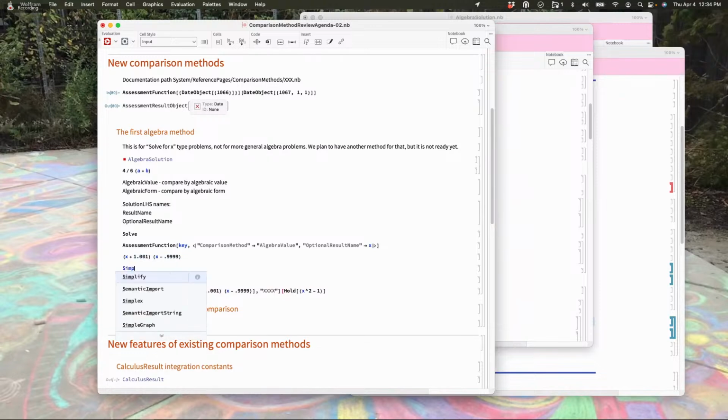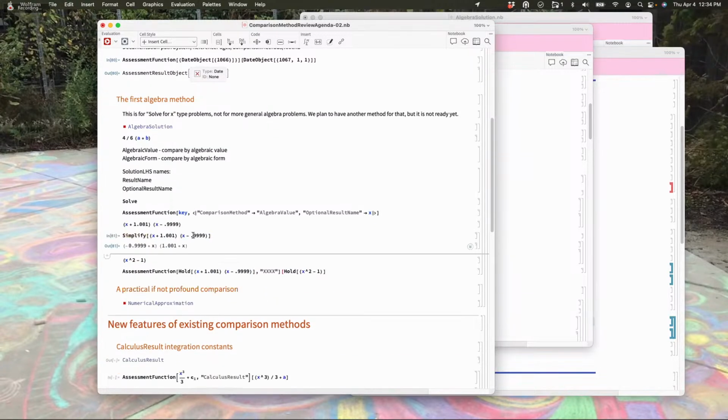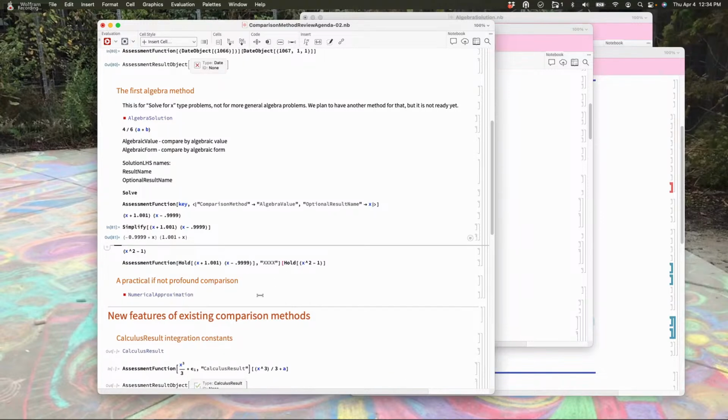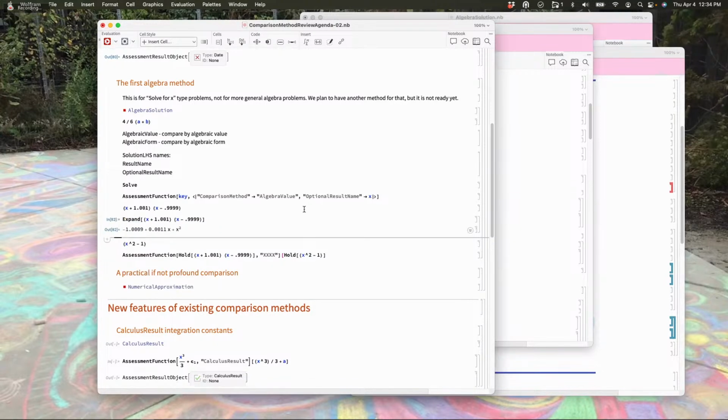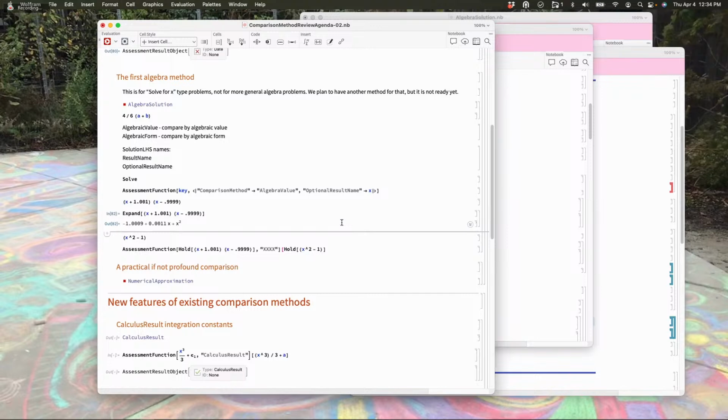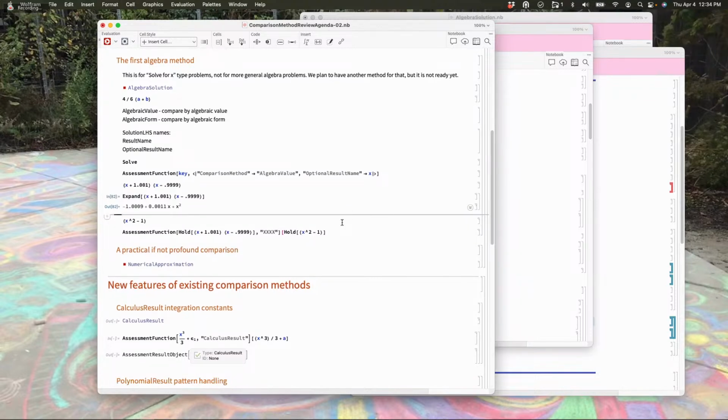Okay. Try expand. Yeah, expand. Okay, so my question is, that's a screwy thing because there's a term there that shouldn't be there. Right. Exactly.